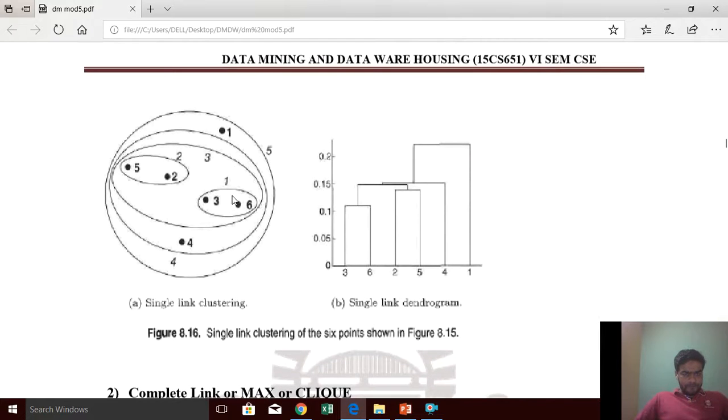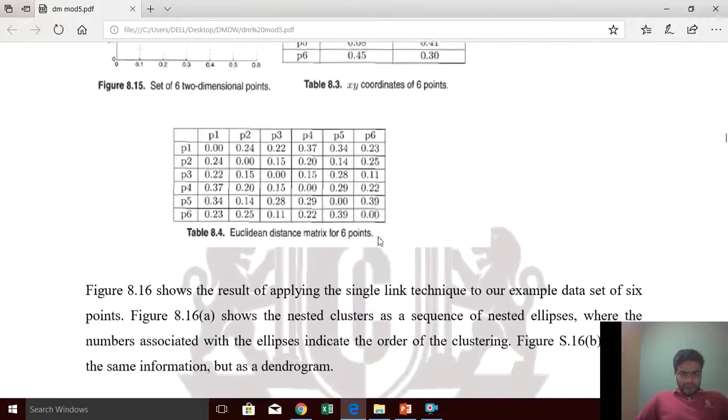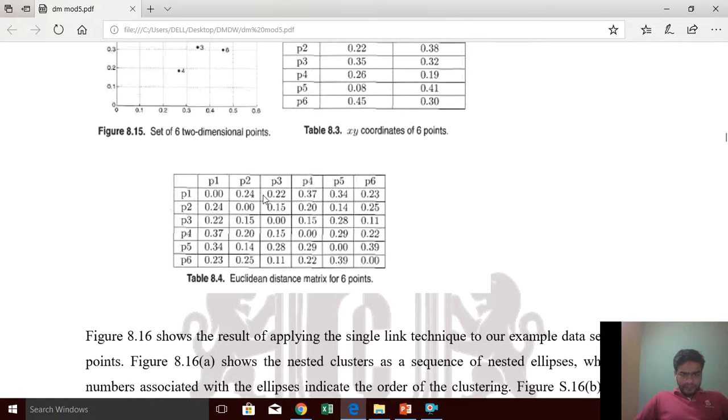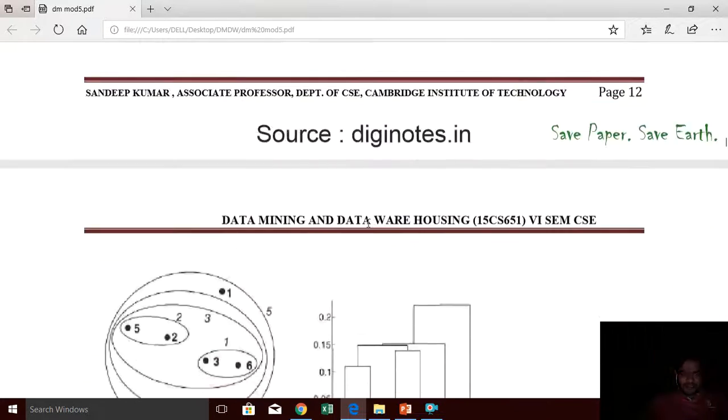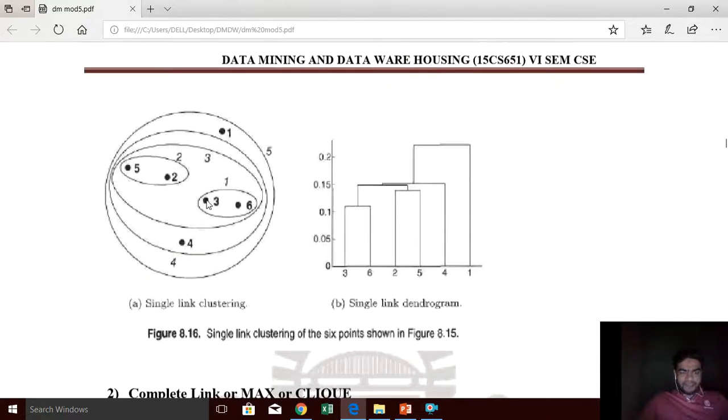so the first cluster will have which points? The first cluster has P3 and P6. Why are P3 and P6 taken? For P1, P3 is 0.22 and P6 is 0.23, the minimum values. Which are the nearest values to P1? The nearest are P3 and P6, 0.22 and 0.23. So cluster 1 will have the minimum values, that is P3 and P6.